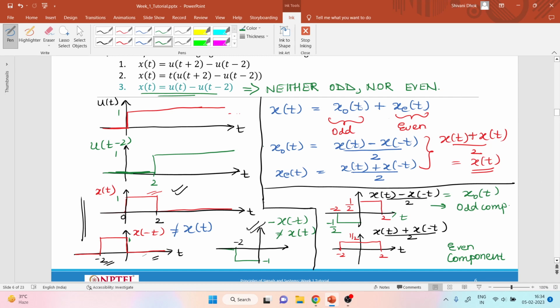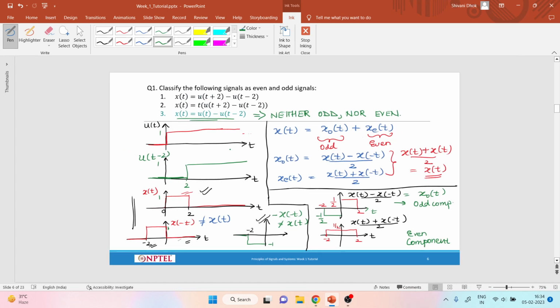Do you have any doubt? Anyone is having any doubt? Please unmute or put it in the chat box.